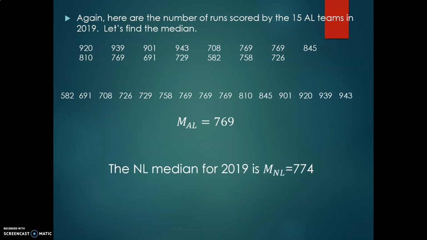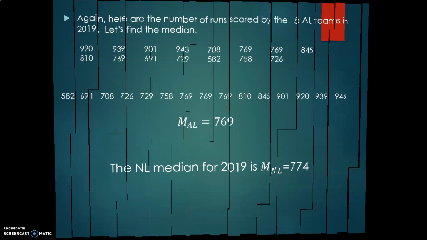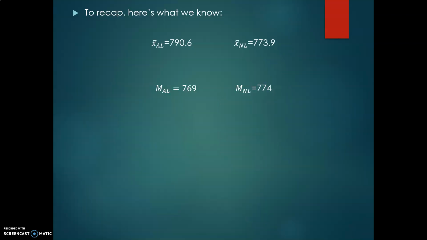Now for the National League, if you put them all in order and you count up to number 8, because there are also 15 teams in the National League, you get that 774 is the median for the National League. Well, hold on a second. Okay, let's look at a recap really quick.